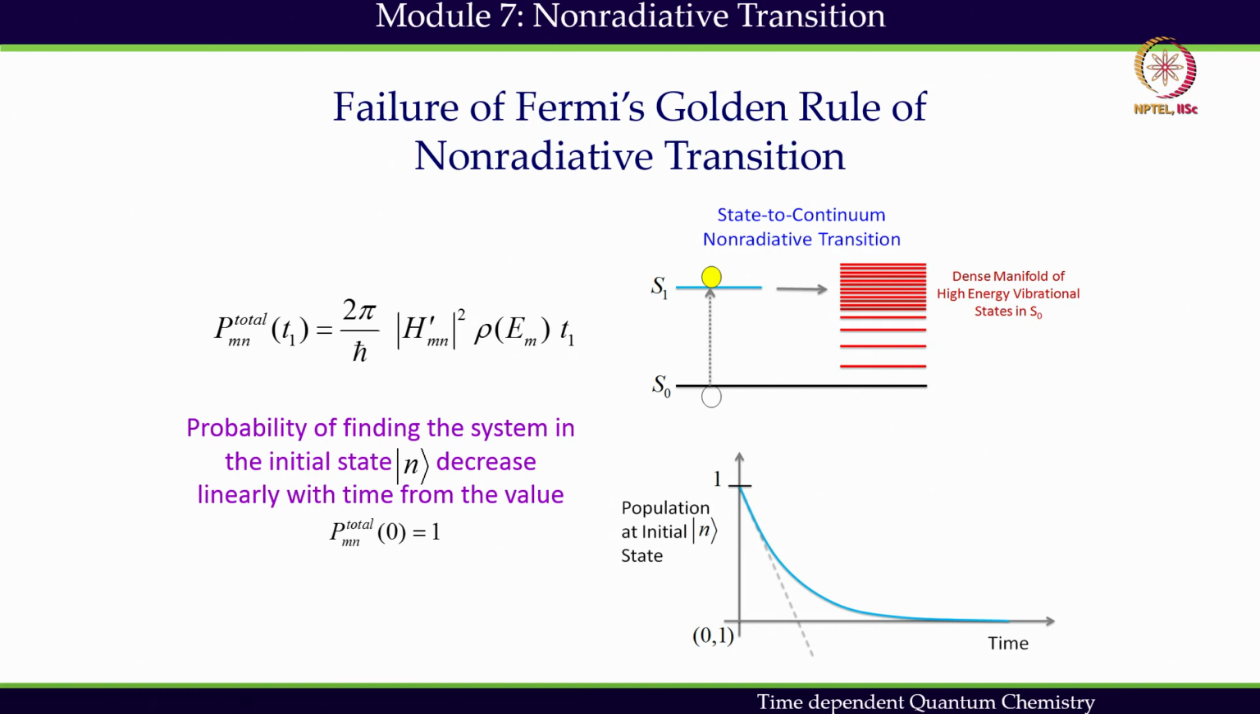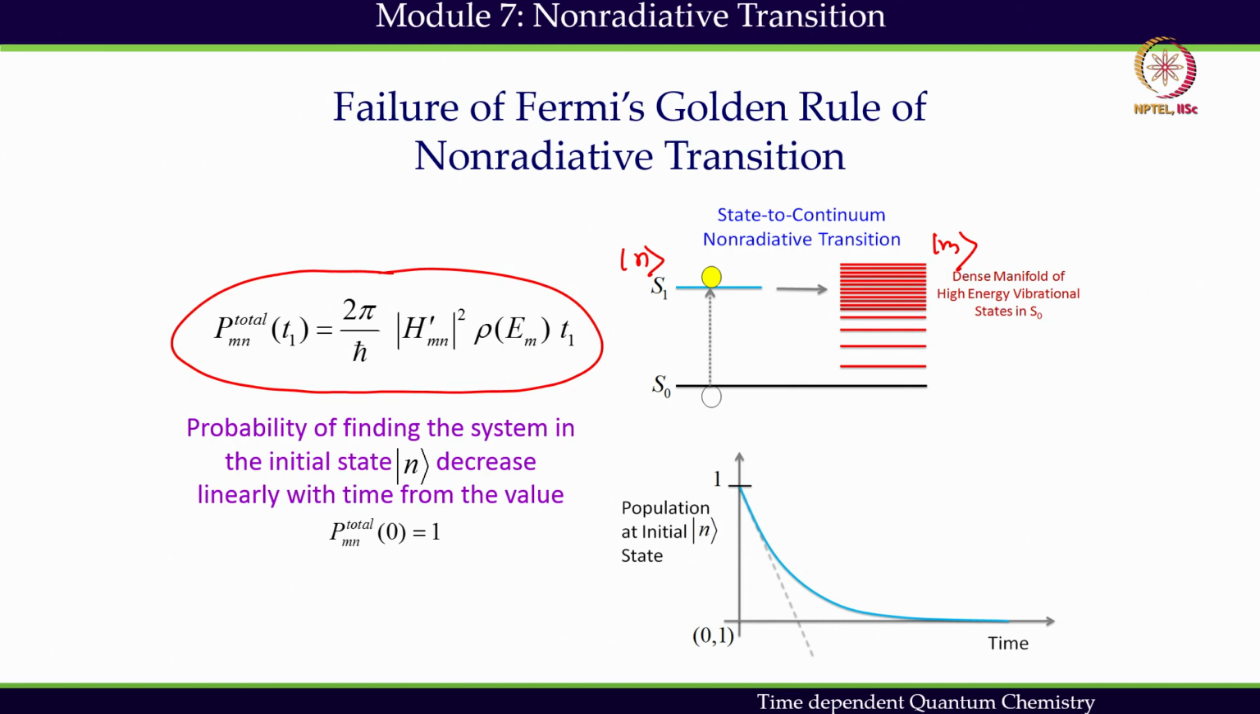So, already we have understood that the total non-radiative transition probability from initial state n, let us say I have an initial state n, to a group of closely spaced final states m, where m is representing the continuum due to weak perturbation, is given by this Fermi's golden rule. So, this is the Fermi's golden rule we get for the transition probability.